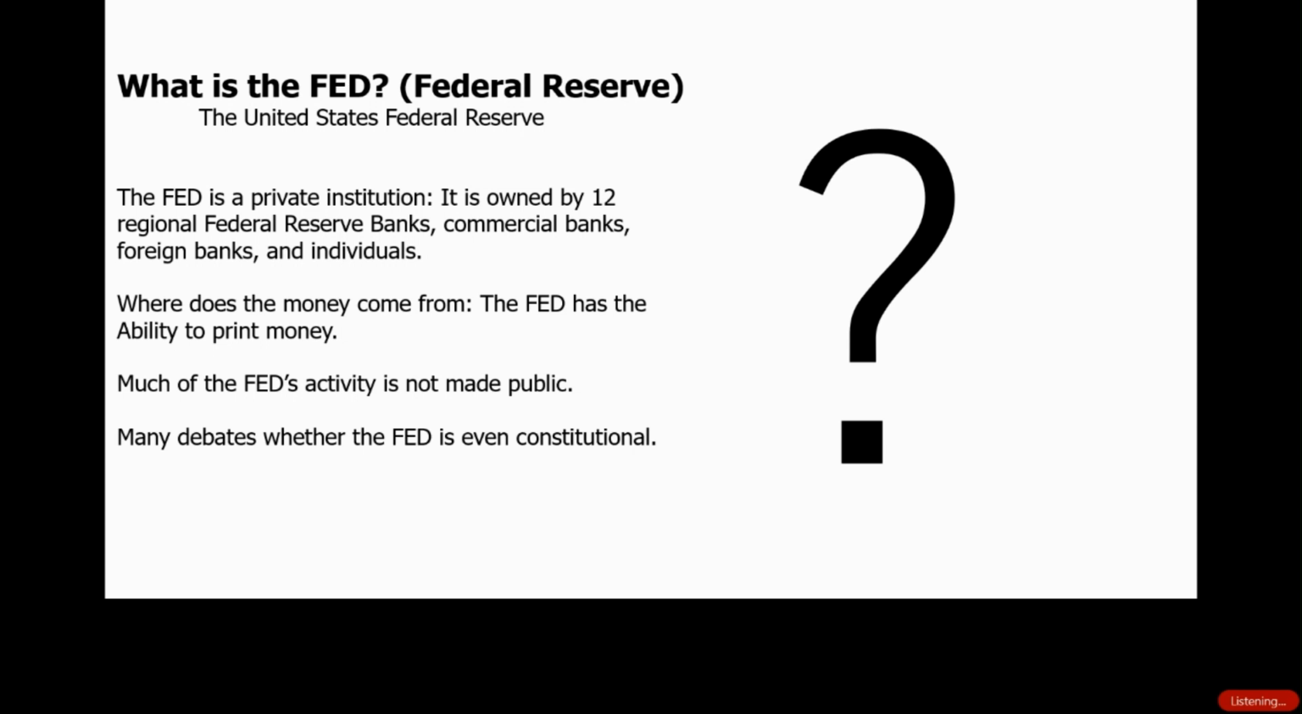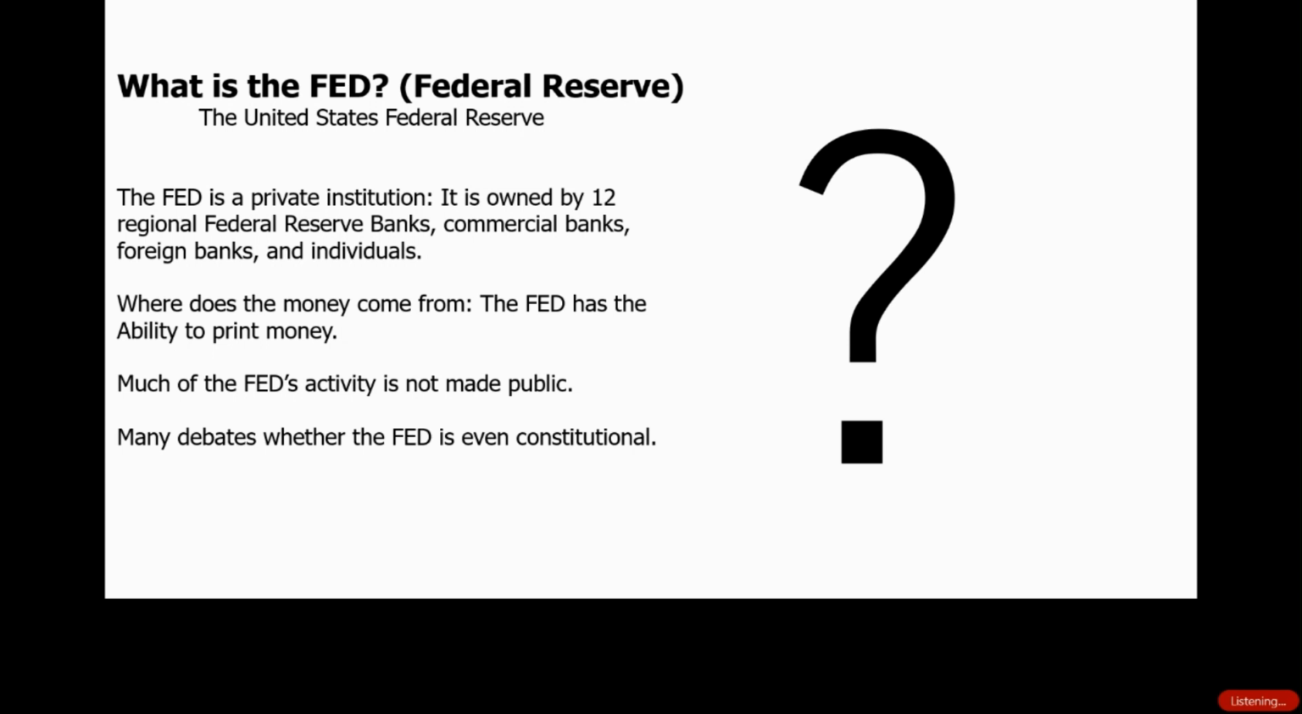The Fed is a private institution owned by 12 regional Federal Reserve banks, commercial banks, foreign banks, and even individuals, especially if you go back to when the Fed was created and you had some very wealthy people that actually set all this up. And there is a very interesting book written on this. It's called The Creature from Jekyll Island, which kind of gives you a different perspective on the Fed.